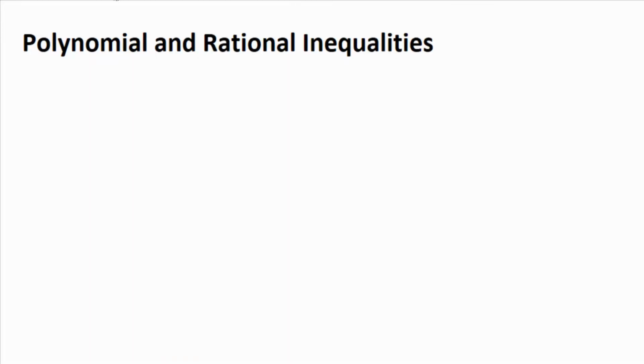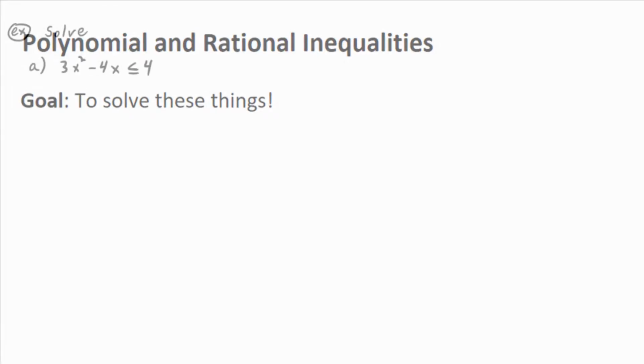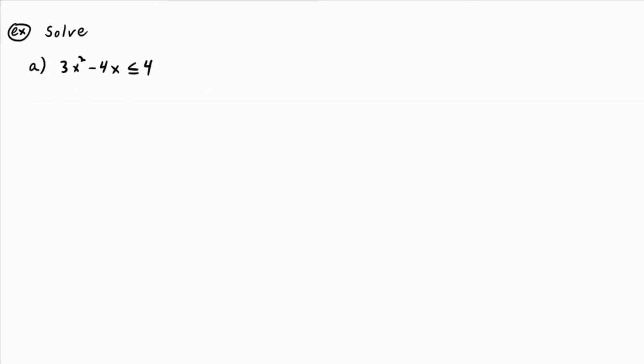Okay, you guys, in this section, we're solving polynomial and rational inequalities. That's the goal, so let's get to it. So in this first example, we're going to solve 3x squared minus 4x is less than or equal to 4. This is a quadratic inequality.